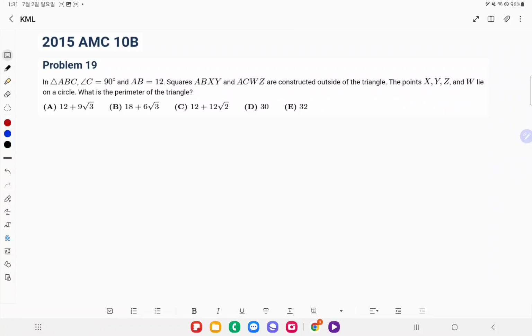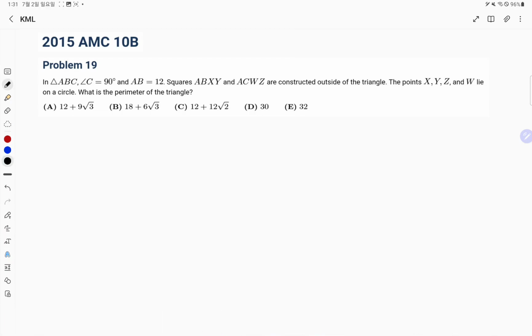Hello everyone. This problem is so beautiful that I had to make a video with it. So let's see this problem together. Let's make a coordinate for this triangle.